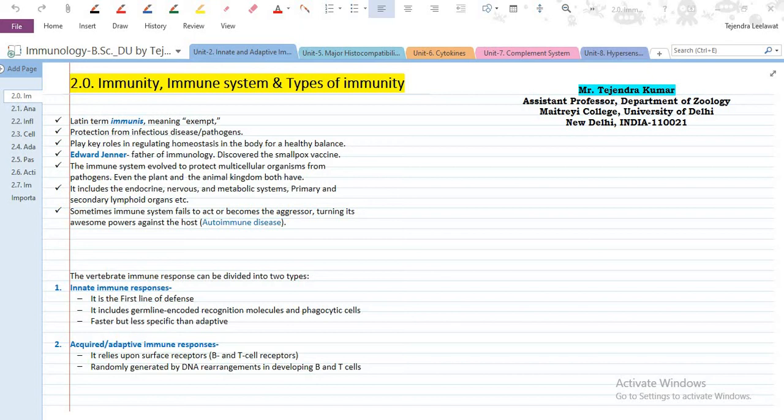Today I am going to teach you immunology. In this topic, first of all, I am covering what is immunity, what is the immune system, and what are the types of immunity. So this is the basic. Let's have the introduction.